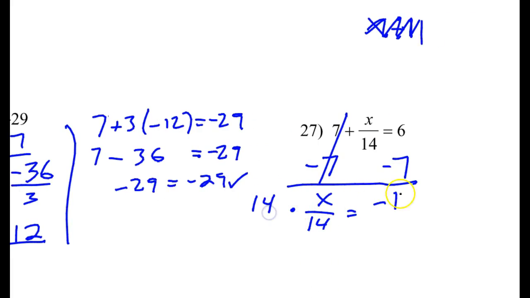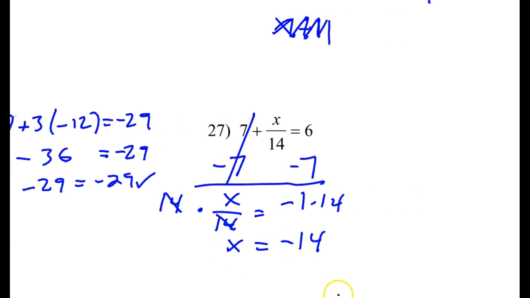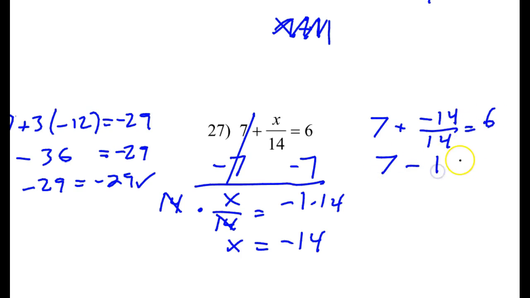And then multiply both sides by 14. 14 over 14 is 1. Negative 1 times 14 is negative 14. And then show it here. I did 2 steps here. I did the division, but I also did the double sign. Adding a negative is subtraction. So 6 equals 6.